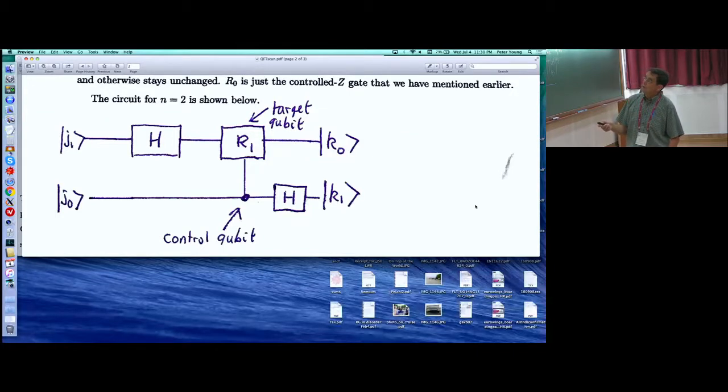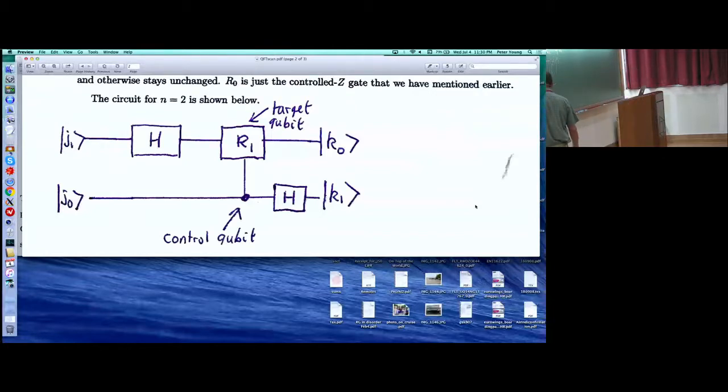When we go to J1, first of all, it acts with this Hadamard. That tells us how this state, the least significant bit on the right-hand side, will depend on the most significant bit on the left-hand side. But also, we have this control R1 gate here. So if J0 is equal to 1, we get an extra phase of pi over 2 into K0. So we're going to have Hadamards and control phase gates.